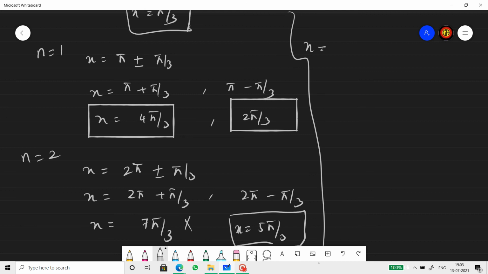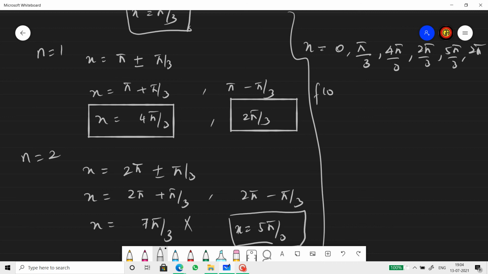So we got x = 0 in the domain, and then we found pi by 3, we found 4 pi by 3, we found 2 pi by 3, and we found 5 pi by 3. With that, we have 2 pi. 2 pi is the end value. 0 and 2 pi are the end values. The rest are all x values that we found.